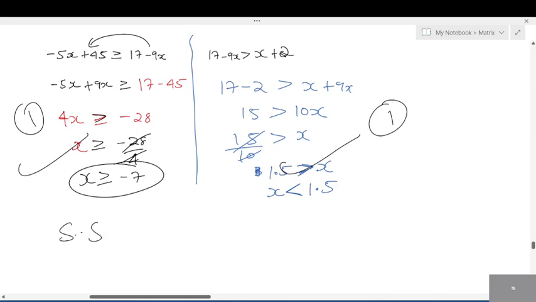SS. SS stands for solution set. The answer is, what are the values? How do you write this equation? Minus 7. Yes, Joanna, which side is the arrow facing? In the first equation, minus 7.